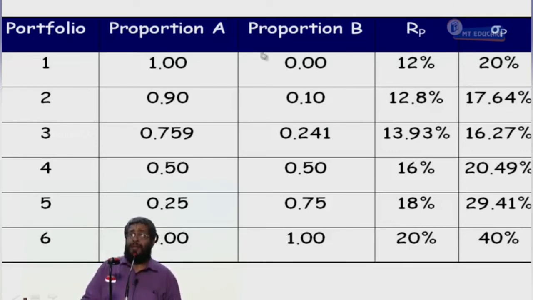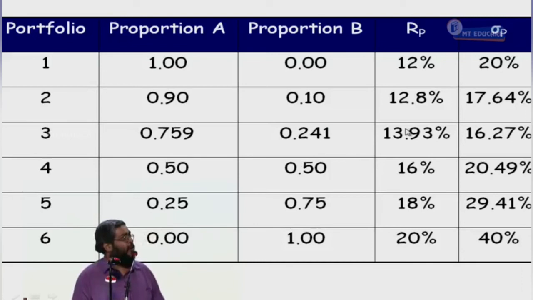I further injected B. From 10%, I increased the proportion to 24.1%. And A became 75.9 in the portfolio, and B became 24.1. So is my expectation satisfied? Yes. The return further increases, the risk further decreases. Then I thought, putting B more and more increases return, decreases risk.